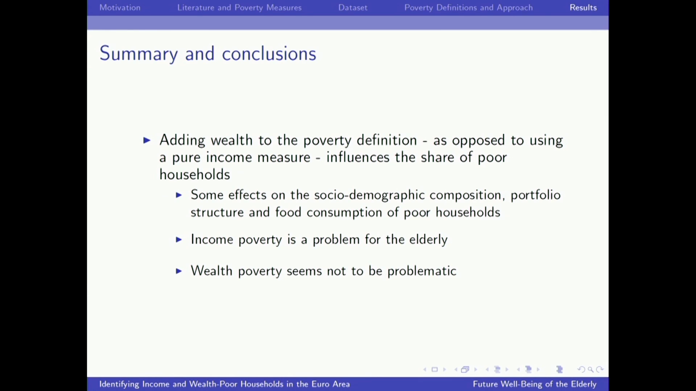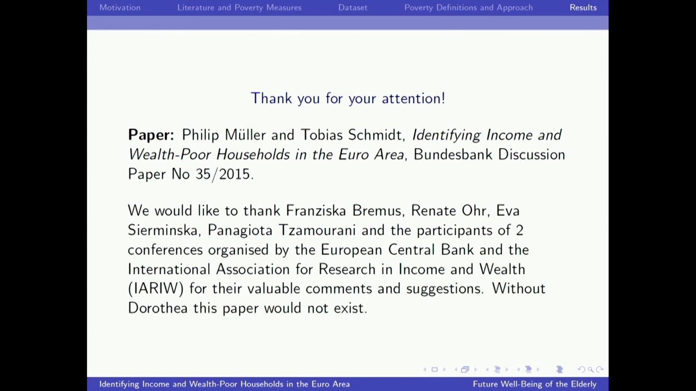And with respect to poverty and the elderly, we see that income poverty is definitely a problem of the elderly. Income poverty is very high among old persons and retired persons, but on the other hand, wealth poverty doesn't really seem to be so problematic. Old persons are more affected by income poverty, not by wealth poverty, and old persons consume their assets when they are retired, and that allows them to escape poverty. Okay, that was the presentation.